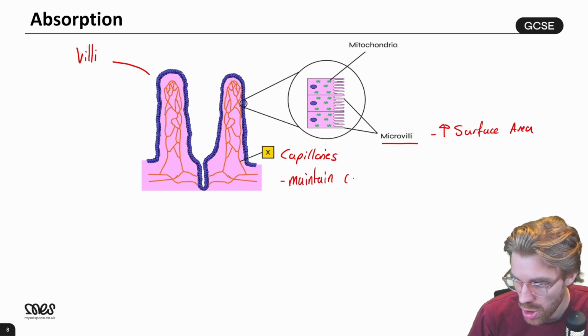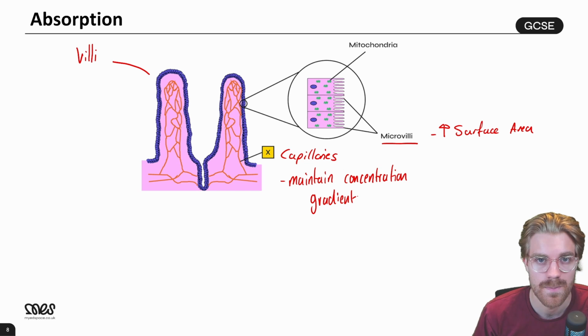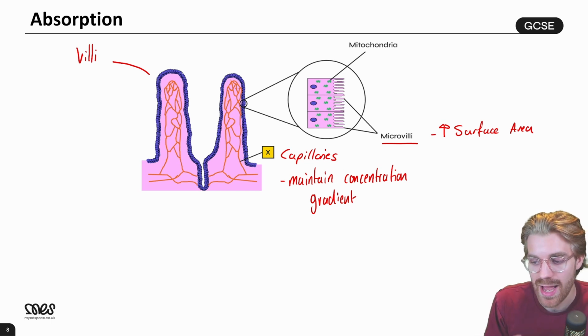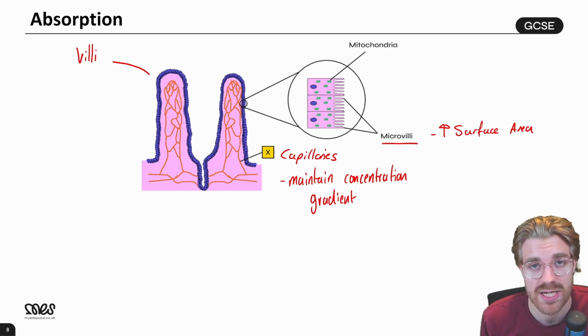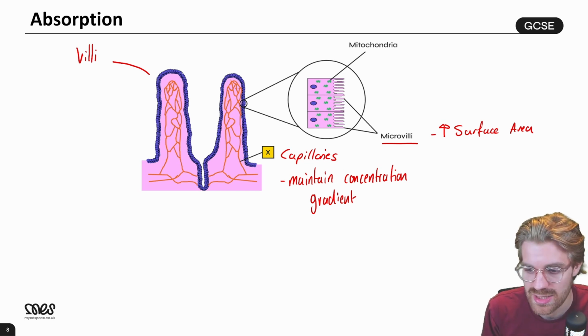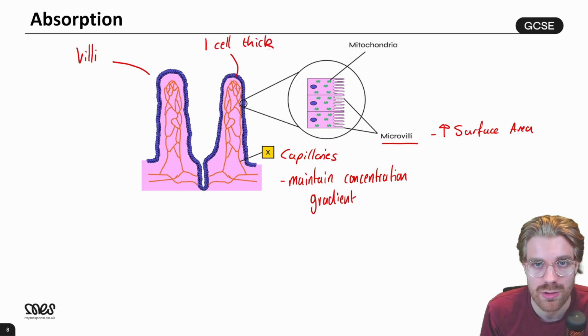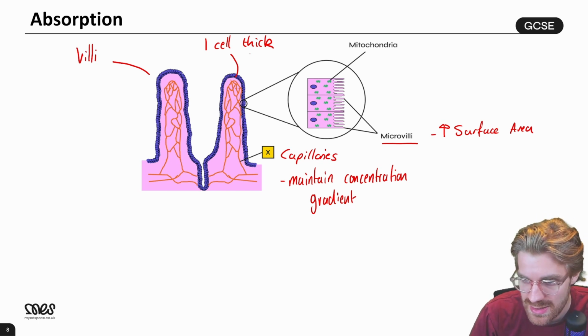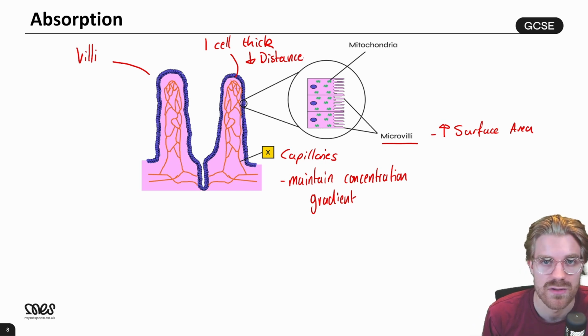This is a point that lots of students forget to mention when they are discussing the adaptations of the small intestine. The fact that the rich blood supply helps to maintain the concentration gradient. Another adaptation of our villi or our small intestine is this exchange surface itself. The exchange surface we can see here is just 1 cell thick. And by being 1 cell thick, this is going to reduce the distance. And if we decrease the diffusion distance, we increase the rate of diffusion.